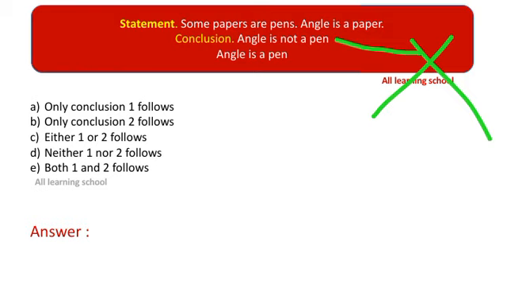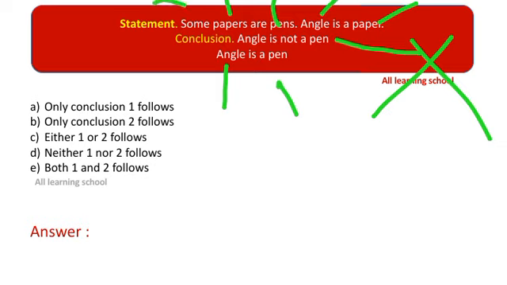Now, angle word is present in second statement, pen word is present in first statement, so we need to merge these two statements. According to rule of merging, they should have some common words. Here the common word is paper. Paper is present in first and second statement.